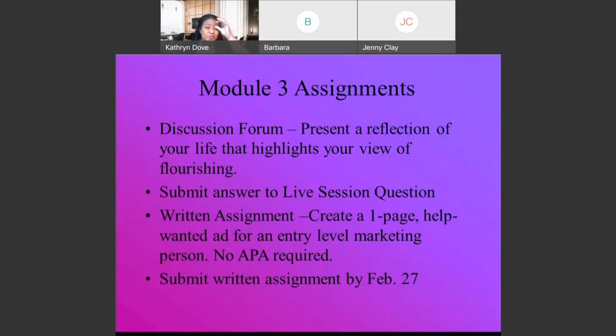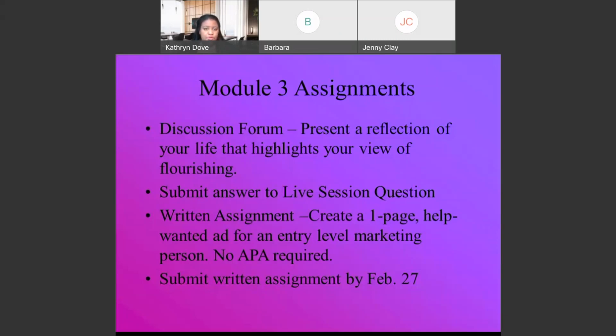Let's talk about your Module 3 assignments, going from theory to the more practical and tangible. So we have a discussion forum where everyone is presenting a reflection of their life that highlights your view of living 99 years of flourishing. You want to submit the correct answer to the live session question, which is, what is the golden mean according to Aristotle? And then we have a written assignment.